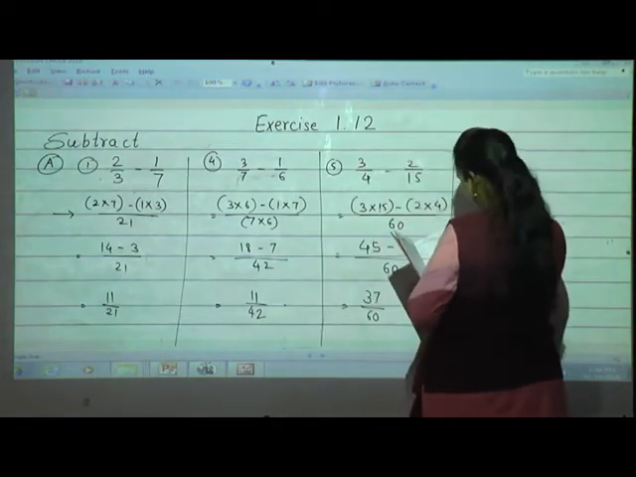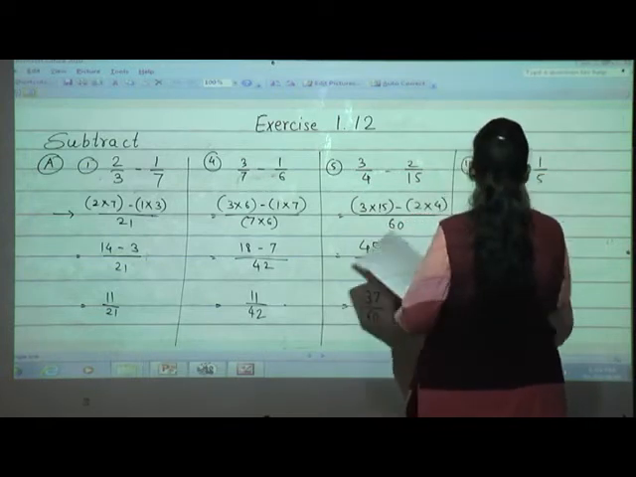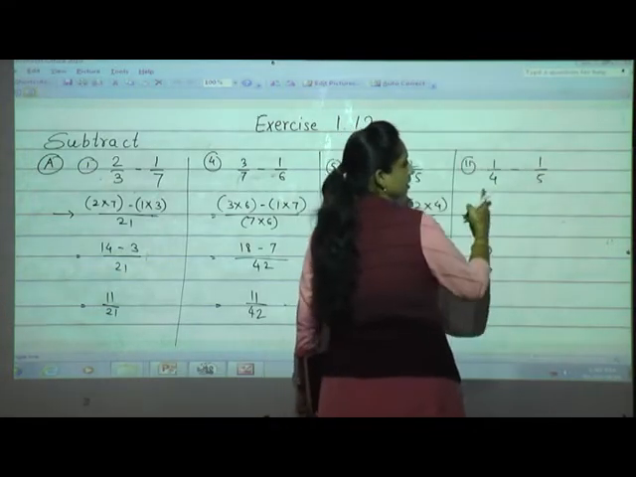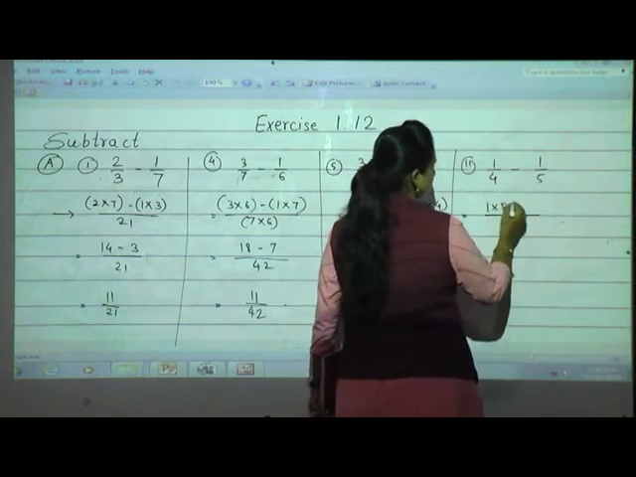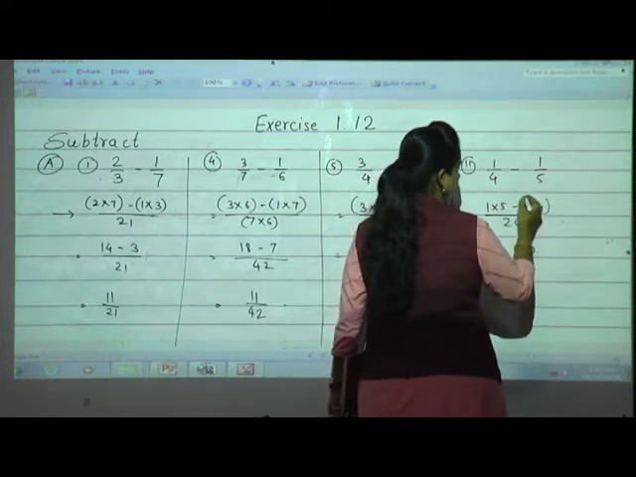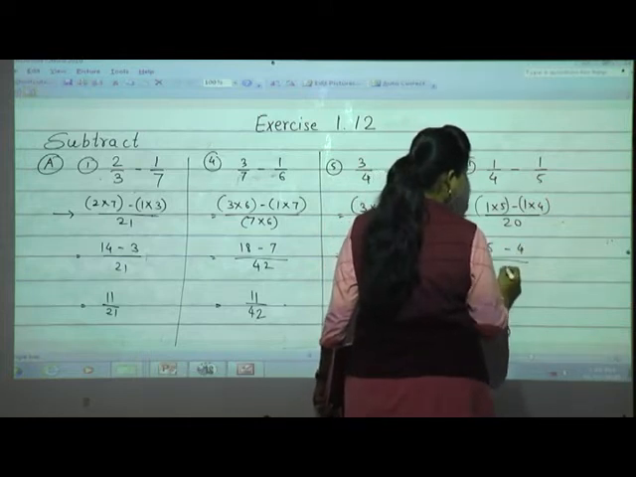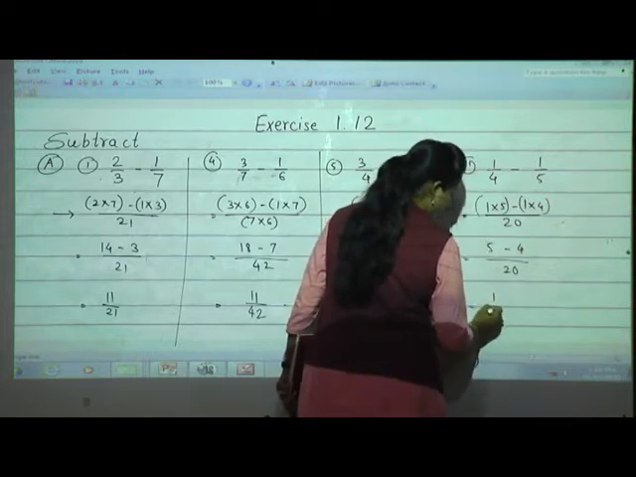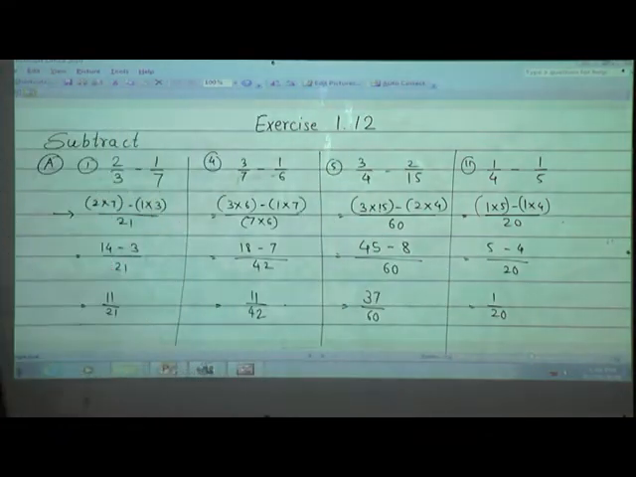Now I will solve the 11th one for you. See the question number 11. 1 by 4 minus 1 by 5. Very simple. See, 5 4s are 20. Cross multiplication. 1 5s are 5. 4 1s are 4. 20 as it is. 5 minus 4 is 1. 20 as it is. Okay. Now the last question I will solve for you, that is the 14th one.